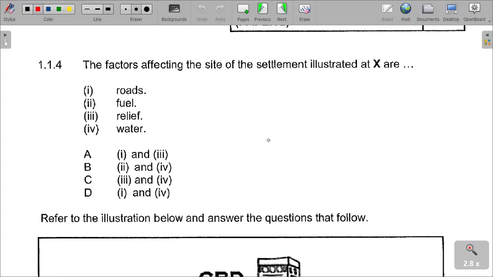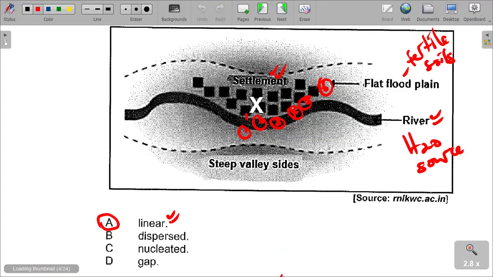One is roads, two is fuel, three is relief, and four is water. Water can be there because we talk about the water that is given in this regard. We have got the water that is also there. In terms of roads and fuel, do we have roads and fuel in this case?